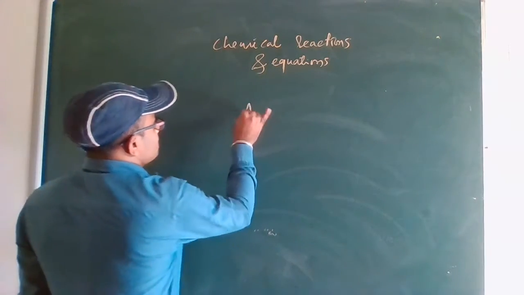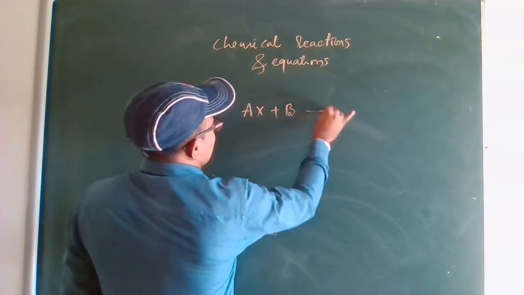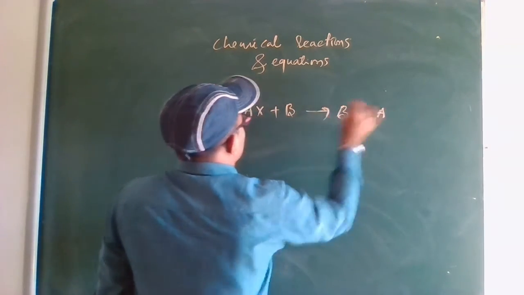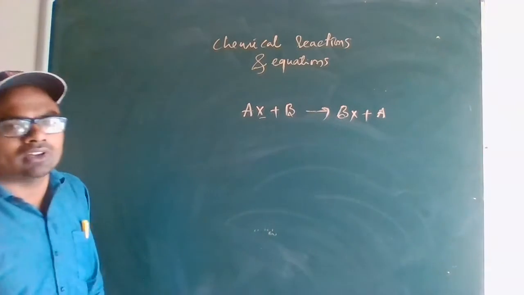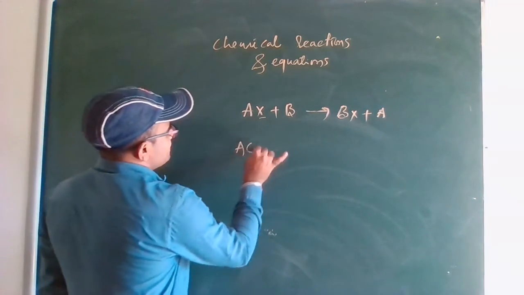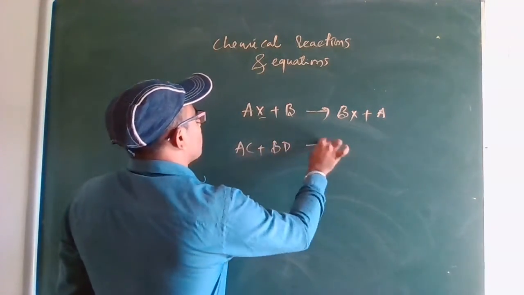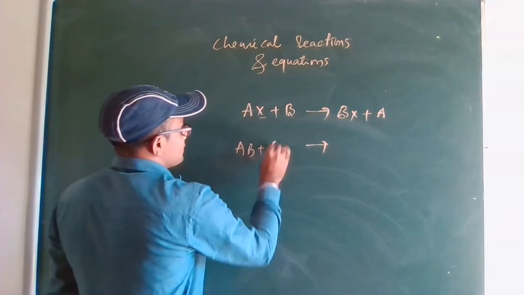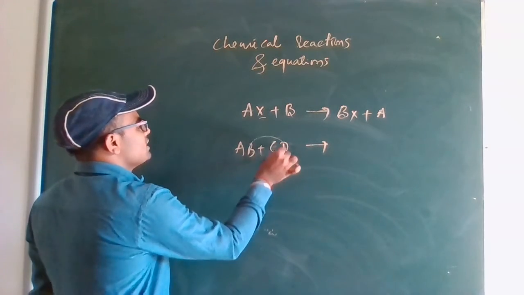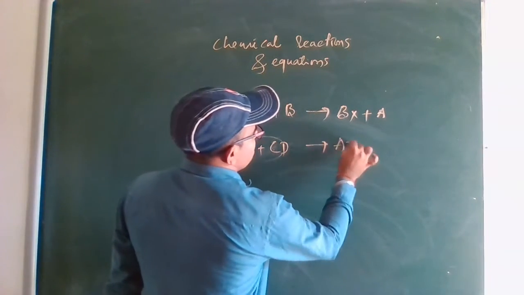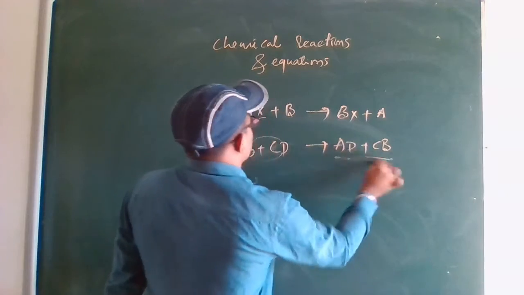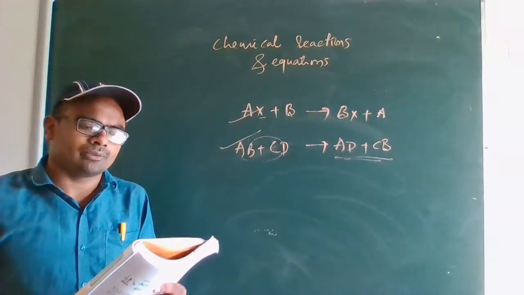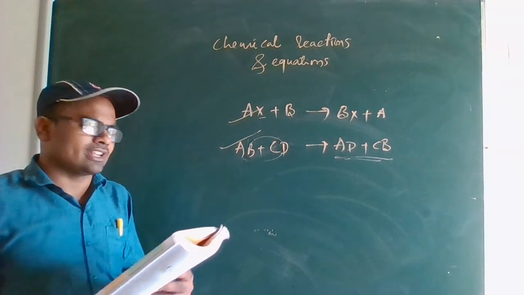See what happens: displacement will be like this, AX plus B becomes BX plus A, so X goes with B. In double displacement, AB plus CD becomes AD plus CB, so B goes with C and D comes here. So this is a displacement reaction and a double displacement reaction. For that, write equations for these reactions.